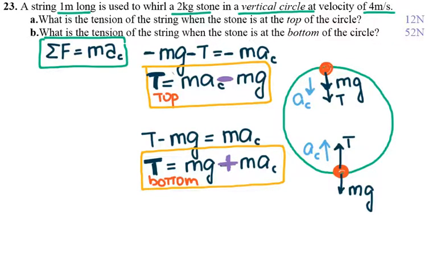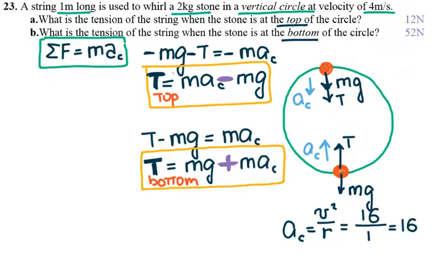So now I'm going to calculate the tension on the top, and then I'm going to calculate the tension at the bottom. But I need centripetal acceleration first. It is v squared over r. V is 4. 4 squared is 16. And the length of the string is 1. So your centripetal acceleration is 16 meters per second squared.